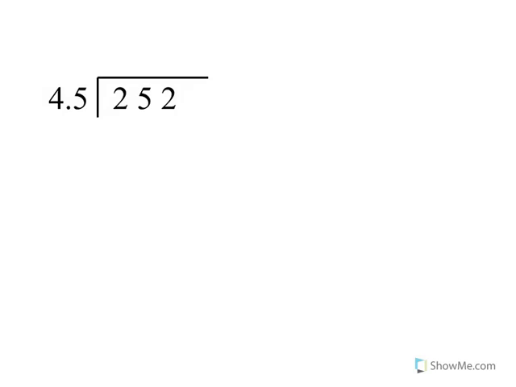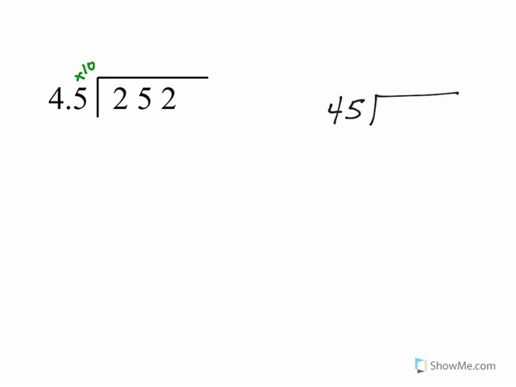Let's take a look at our next problem. Here we have 252 divided by 4 5/10. Again, we have a decimal in the divisor, and we have to get rid of it. Now, the problem is I'm going to multiply 4 5/10 by 10, and that's going to give me 45.